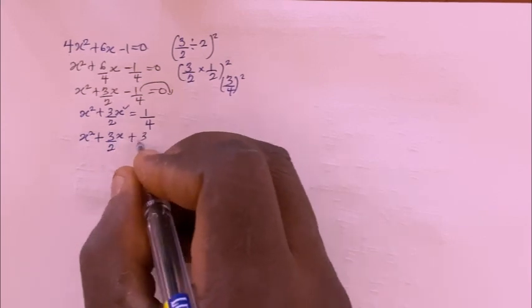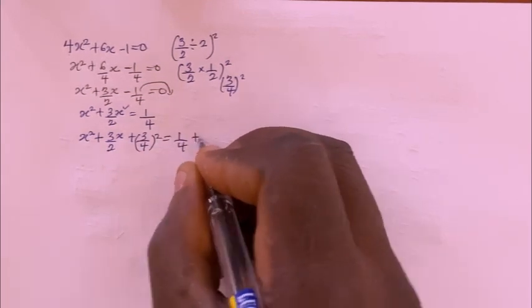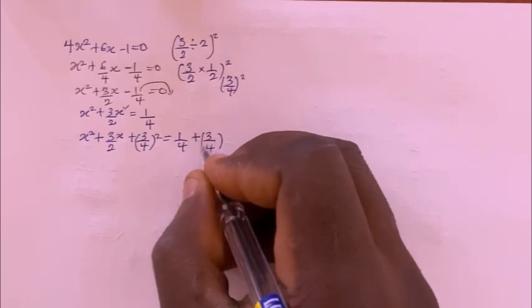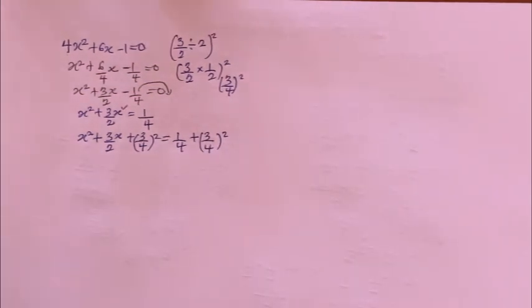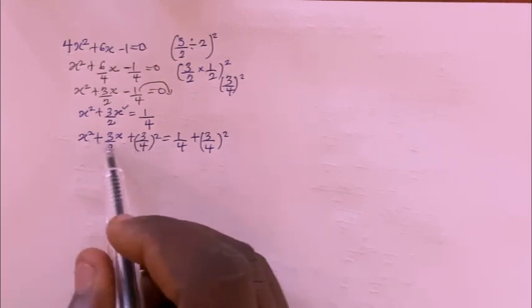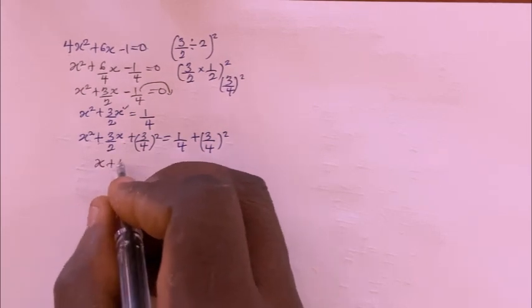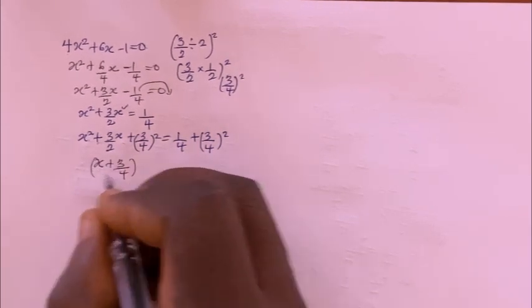Then plus 3 divided by 4 all squared, right? Then equals 1 divided by 4 plus 3 divided by 4 all squared, exactly. So now this is actually the completing the square method. I mean, this is actually the difference of two squares, exactly. So here I'm going to have x plus 3 divided by 4 all squared, exactly.